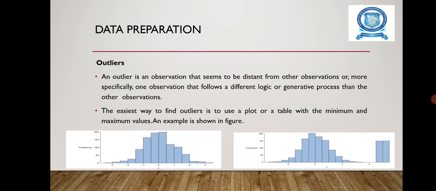Now let us see about outliers. An outlier is an observation that seems to be distant from other observations, or more specifically, one observation that follows a different logic or generative process than the other observations. The easiest way to find outliers is to use a plot or a table with the minimum and maximum values. An example is shown in the figure.